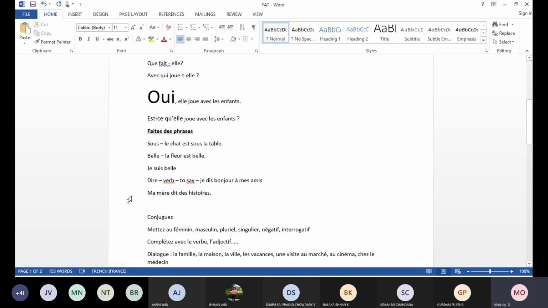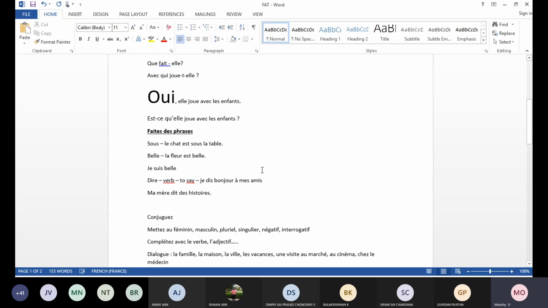So I've given the word sous. So sous is a preposition and I can just make a simple sentence. Since you're all beginners, you don't need to write a very big, complicated, high-standard sentence. This is more than enough. Le chat est sous la table. If a word like belle is given, la fleur est belle.